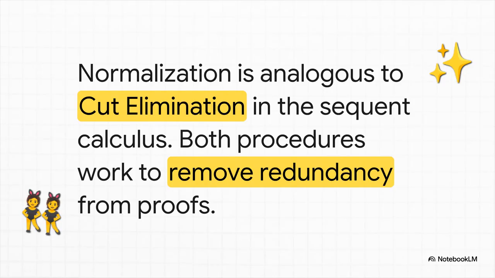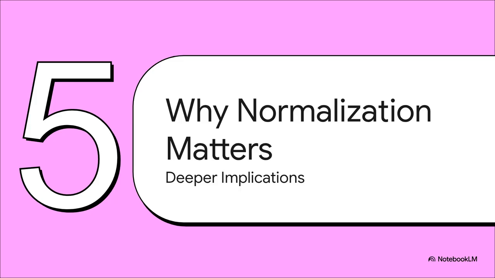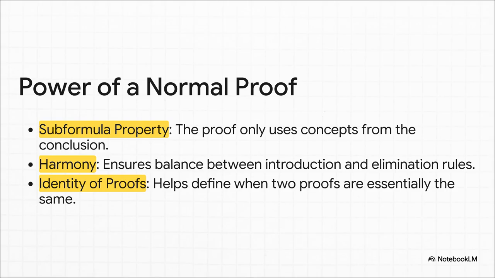And this core idea of cutting out the junk isn't unique to this one system. There's a very similar process called cut elimination that exists in other types of logic. Now, the names and the details are a bit different, but the fundamental goal is identical. Get rid of the unnecessary steps to reveal the most direct path to the truth. So beyond that incredible link to computing, what are some of the deeper implications of being able to do this? A normal proof gives us some really powerful guarantees. First, there's something called the subformula property, which basically means the proof isn't pulling any weird tricks. Every piece of the argument was already there in the original question.